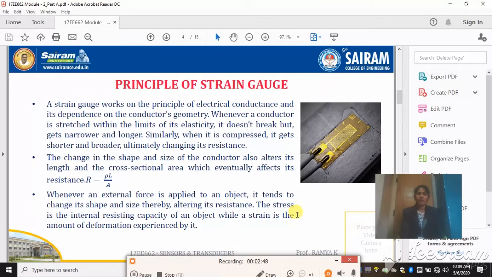So when you are applying an external force to an object, it tends to change its shape and size, thereby altering its resistance. The stress is the internal resisting capacity of the object, while the strain is the amount of deformation. This we have seen in the previous class also. So stress is identified by the internal resisting capacity of the object. Strain is identified by the deformation and elongation.